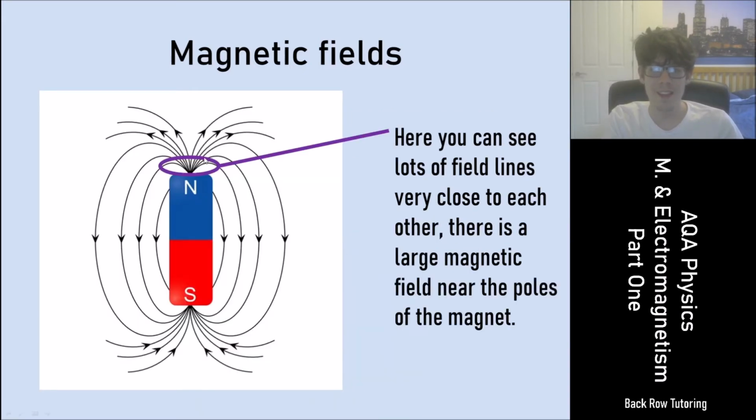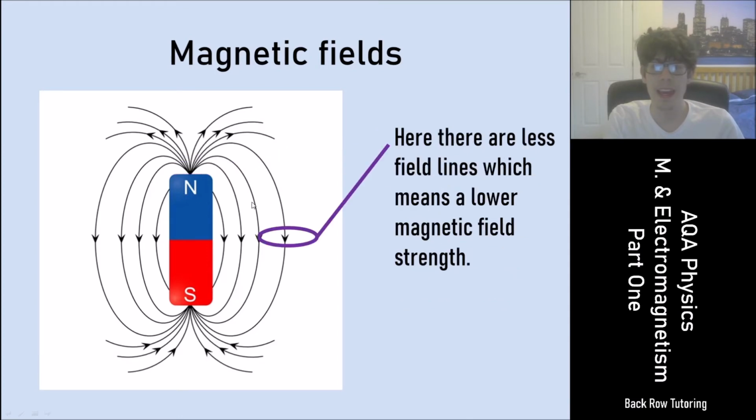So if you take this circle that I've drawn here and look at the field lines, you'll see that they're very close to each other. And when you've got lots of field lines close to each other, it means you've got quite a large magnetic field. So if you placed a north pole here, it would experience quite a large force. Here, there are fewer magnetic field lines in the same area, so that means there's less of a field strength there.